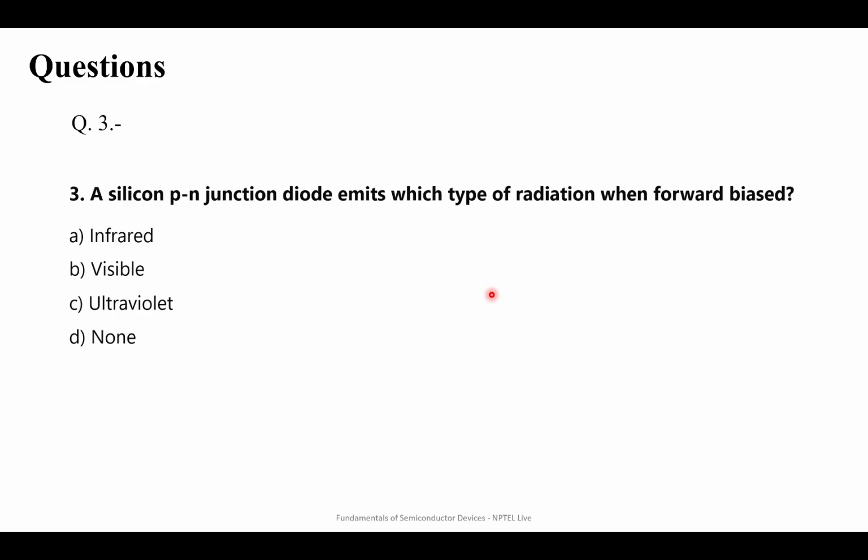So next question: a silicon PN junction diode emits which type of radiation when forward biased? Infrared, visible, ultraviolet, none. So the answer to this would be none, because silicon is an indirect bandgap semiconductor, so it is not an efficient light emitter. Hence, it does not emit radiation. Instead, what it does is emit heat.